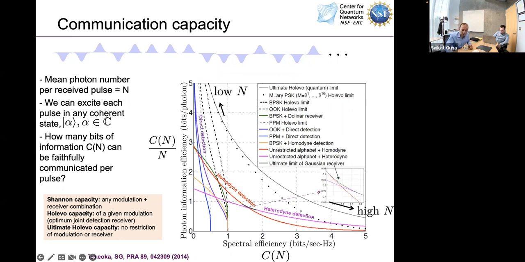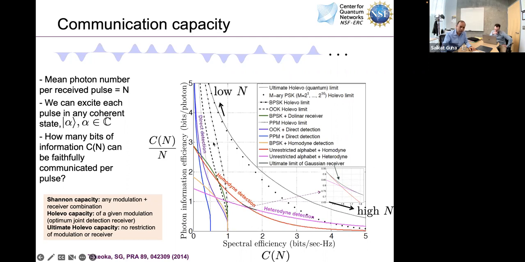So what you can do is ask the question of what is the Holevo capacity for a given modulation format? And you can also ask the question, what is the ultimate Holevo capacity with no restriction on the modulation or the receiver? And Shannon capacity, which many of you are probably familiar with, becomes a special case of Holevo capacity, which asks, given a modulation and a receiver, which induces a noise process, what is the best possible capacity you can achieve? So this is the subject of information theory, and Holevo capacity is the subject of quantum information theory.